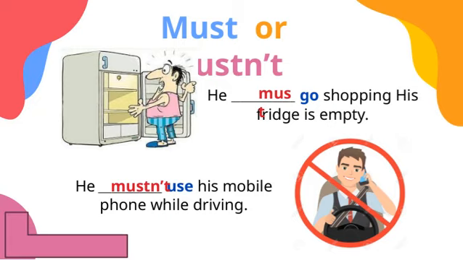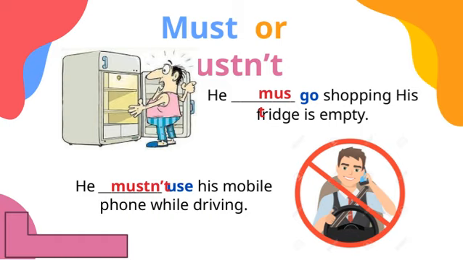Now, let's look at some important language points about necessity and prohibition. First, see the word mustn't. This is used to say that something is not allowed or is forbidden. For example, in the sentence, "He mustn't use his mobile phone while driving," we're emphasizing that using a phone while driving is prohibited for safety reasons. It's a strong way to express rules or laws.